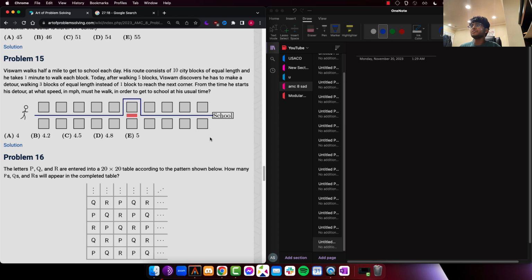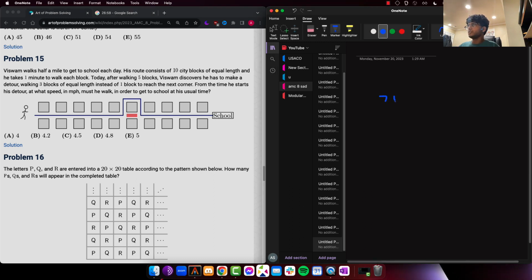So it's half a mile. Okay, we'll do this in terms of blocks first, right? So normally he walks 10 blocks, and so it takes him 10 minutes because it's 1 minute per block. So he walks the first 5 blocks, that's 5 minutes, and then he only has 5 minutes left. In 5 minutes, he has to get how many blocks? 1, 2, 3, 4, 5, 6, 7. So 7 blocks in 5 minutes.